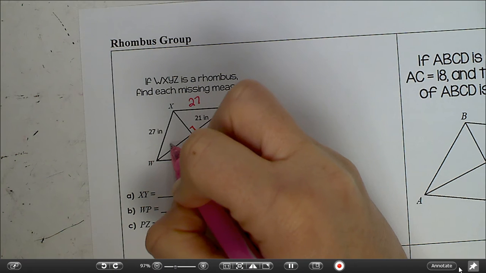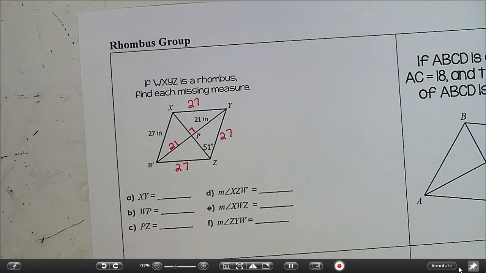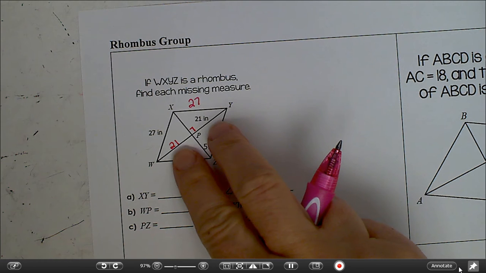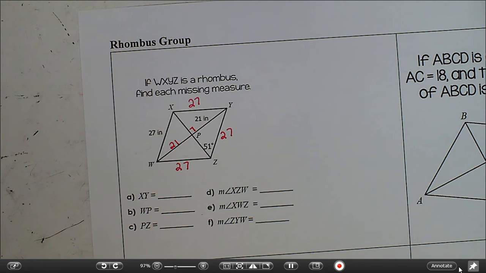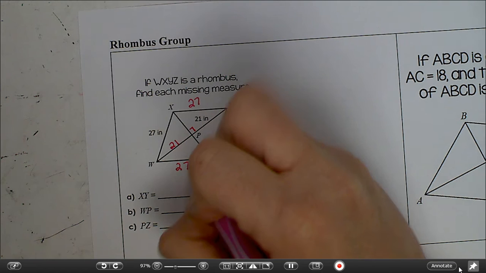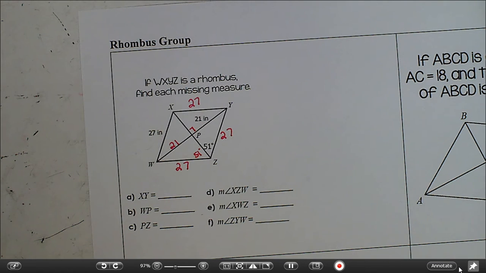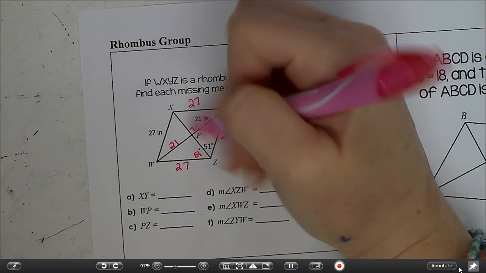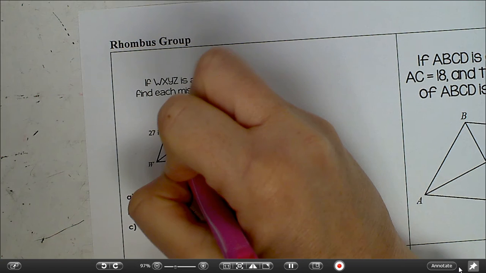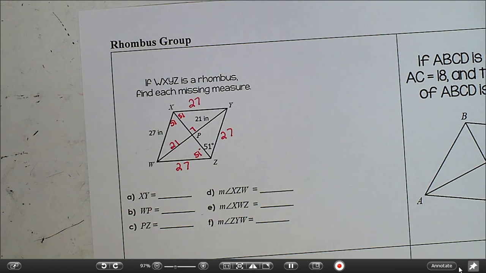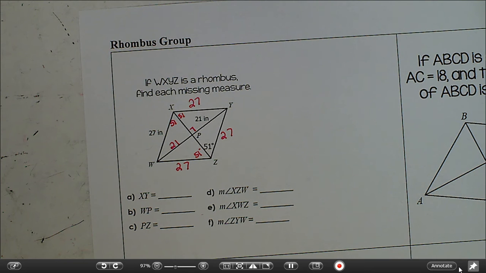So this is 21 right there. This one has been cut in half. It's 21 on each side. We know that the diagonals bisect the angles. So that one's 51. But we also know that opposite angles are congruent, which means this is 51 and that is 51 also. All right, so we have a lot of information right there so far.